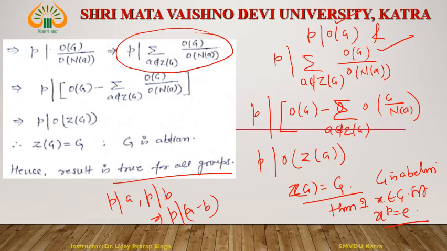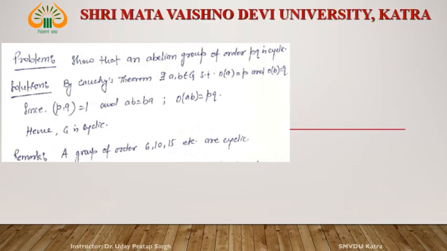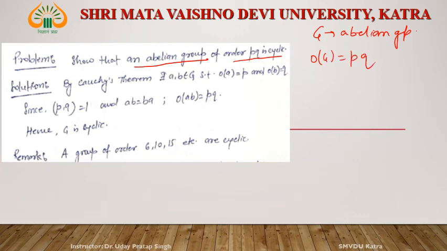Right? This is the complete proof of the Cauchy theorem. Okay, but what is the application of Cauchy theorem? See one example. For an abelian group, we are talking about only abelian groups, a group of order PQ is cyclic. Suppose G is an abelian group. What is the order of G? Order of G is equal to PQ.